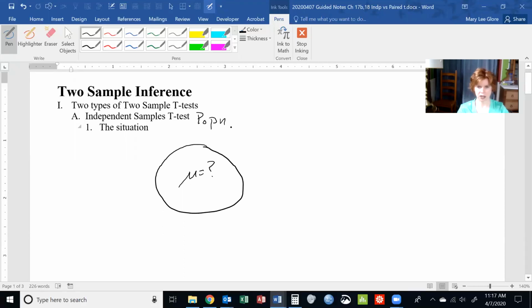But this time, we're going to have two populations. I'm going to have population 1 and population 2. And then here I'm going to have mu 1, which is the mean of this population, and mu 2, which is the mean of this population. In either case, I don't know what those are, but I want to be able to compare the mean of this population to this population, right?